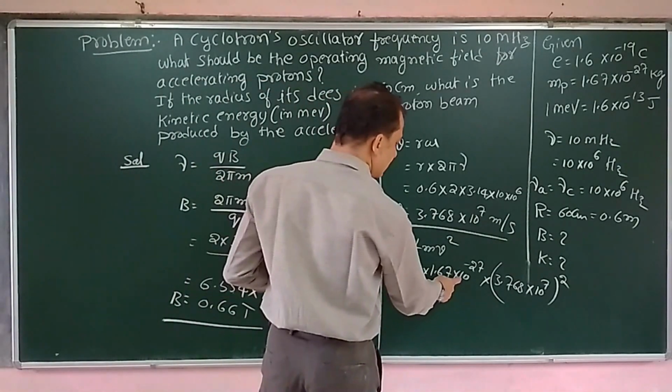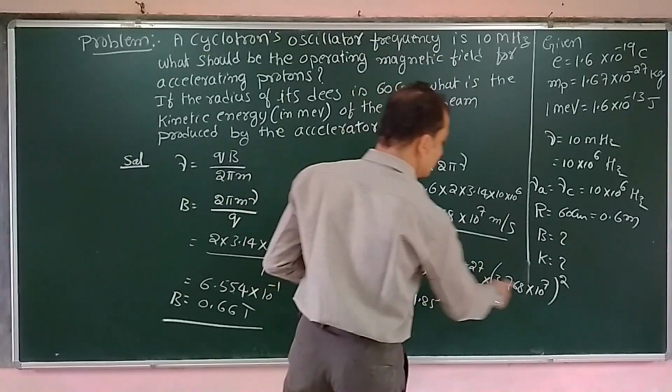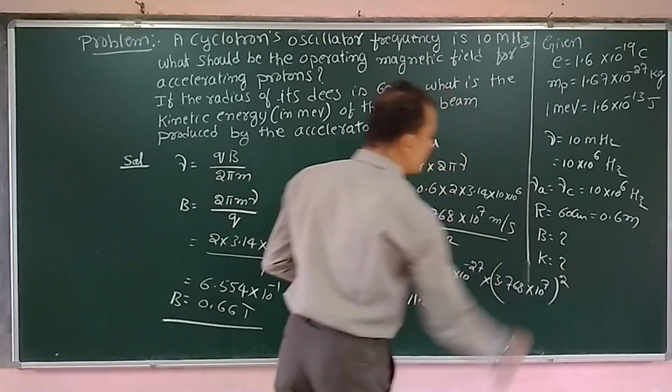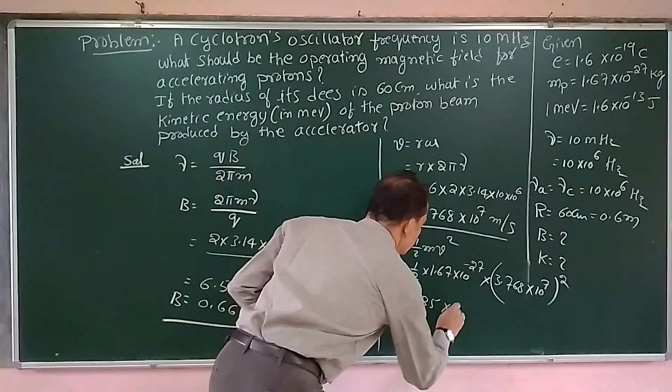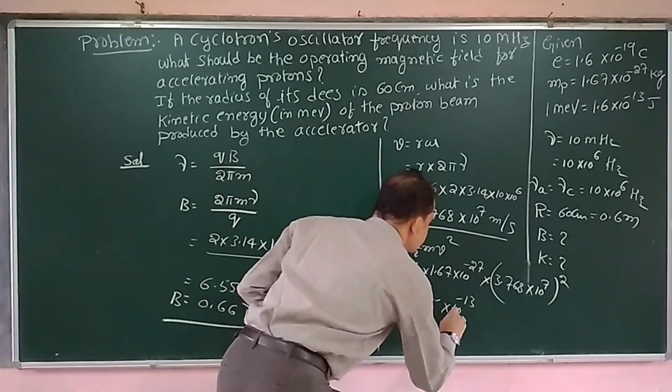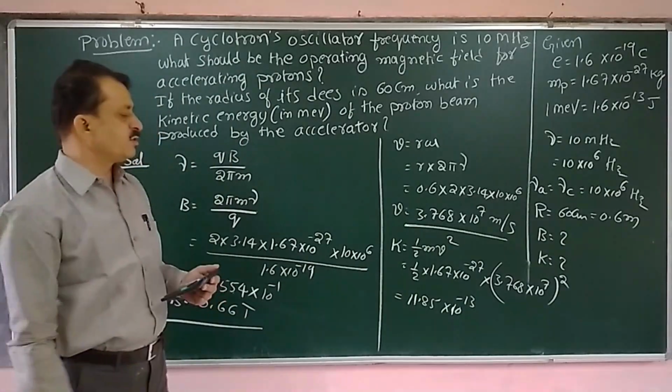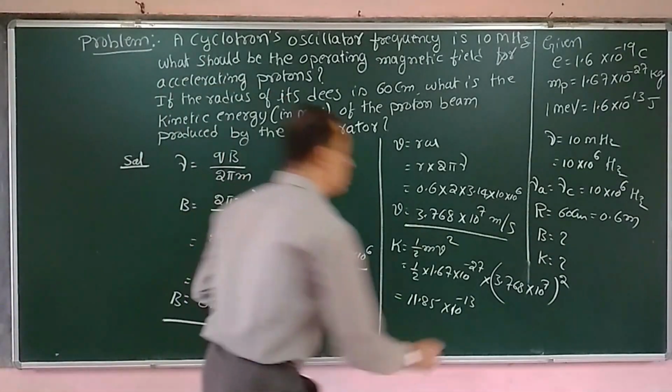Now 10 to the power of minus 27, and 10 to the power of 7 square is 14. Therefore I am getting into 10 to the power of minus 13. 11.85 into 10 to the power of minus 13 joules.